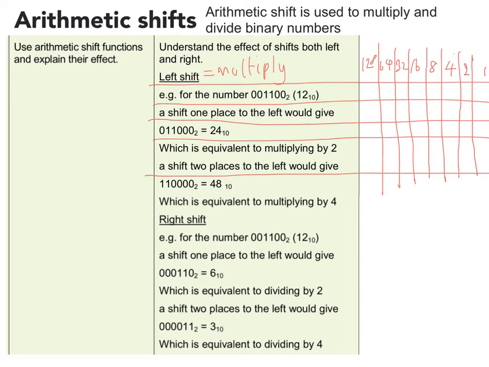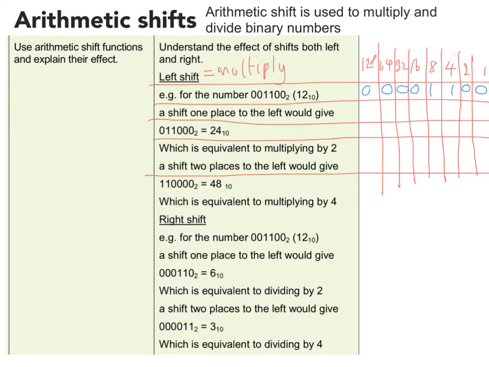So I'm going to put the number in, 001100, and although this hasn't been entered, I'm going to put the other zeros in there as well. So this number is 12 because we've got a 1 in the 8 column and a 1 in the 4 column, and by adding them together gives us the answer 12. But we need to perform a shift by one place to the left. What this basically means is that these numbers here will be shifted one place to the left.